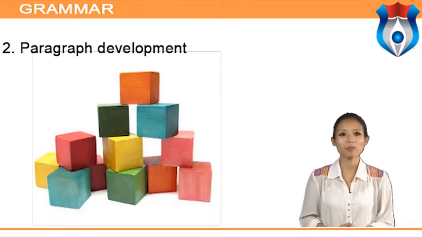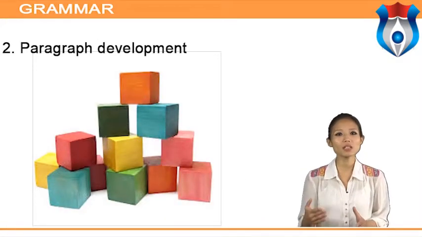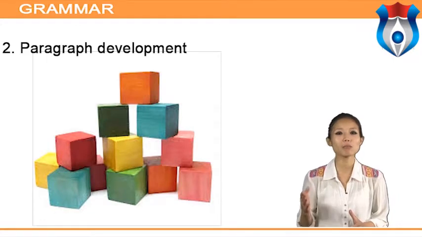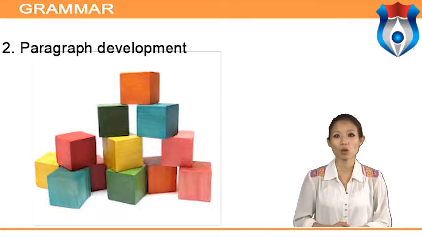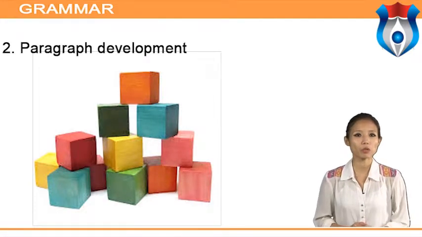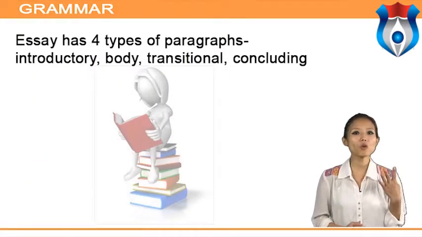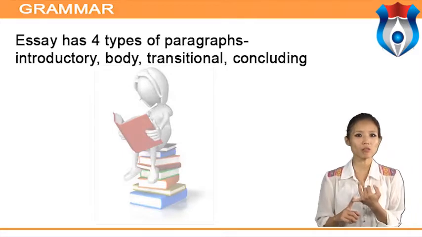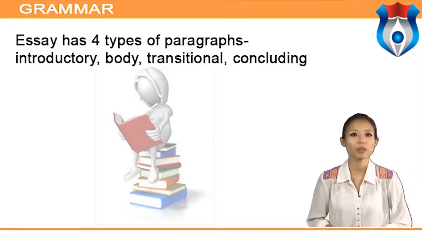Paragraph development. A paragraph is more than a mere collection of sentences. It is the building block of essay development and also provides the structure needed to develop the thesis of a paper. In an essay, there are four types of paragraphs: introductory, body, transitional, and concluding.